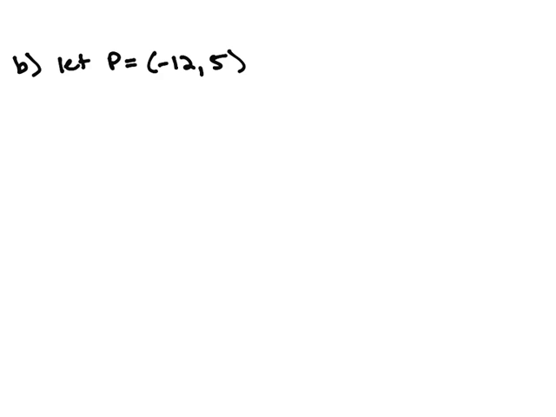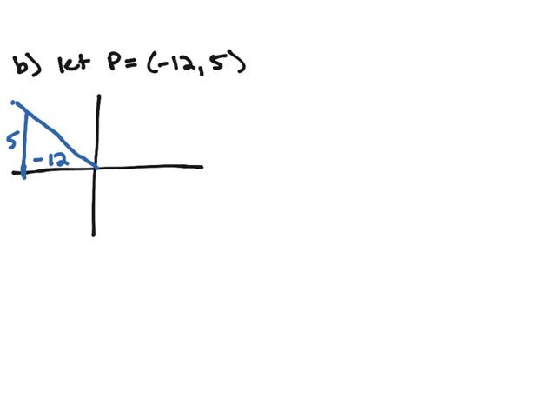Let's try another one. My point is negative 12, 5. So I'm going to go negative 12 in the x direction. So let's make that 12. And it's really negative. And then we're going to go up 5. That will be the terminal side of my angle. So theta is really that entire angle.